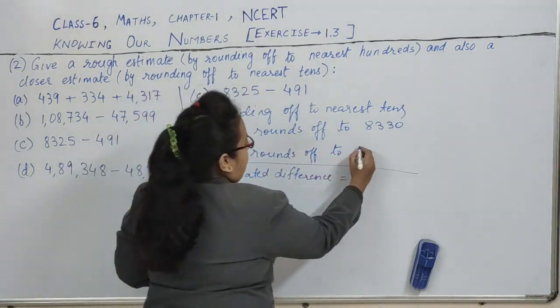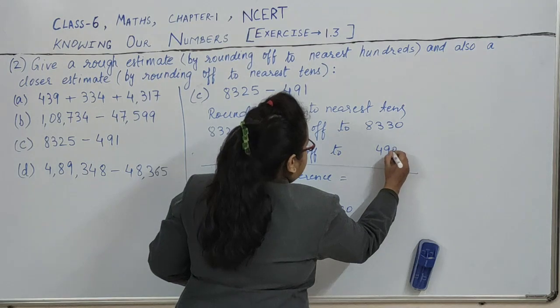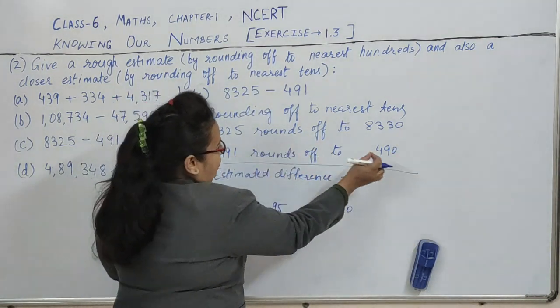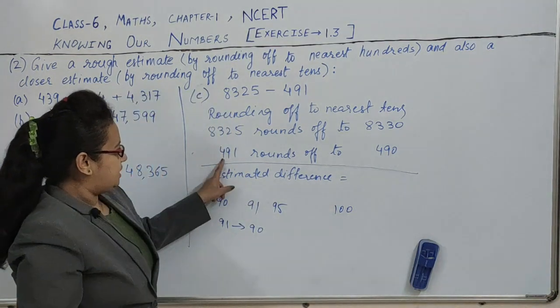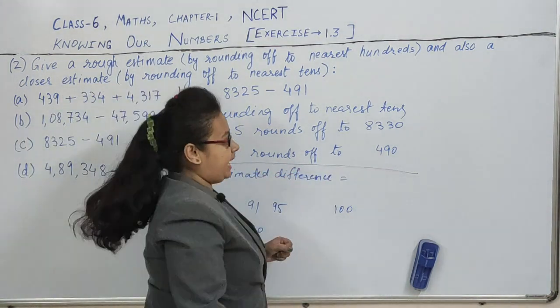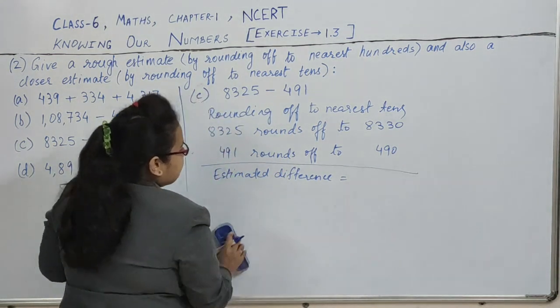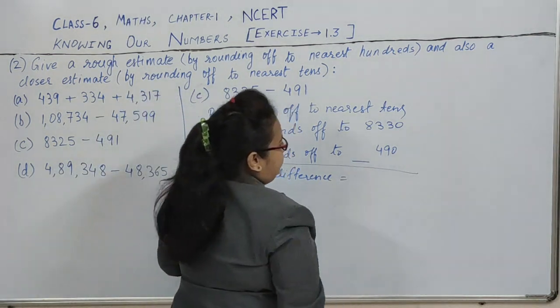This rounds off to 490. This 4 will remain as it is and 91 is rounded off to 90. Okay, so this 491 rounds off to 490. Now what will we do? We will do the subtraction, the estimated difference we will find.